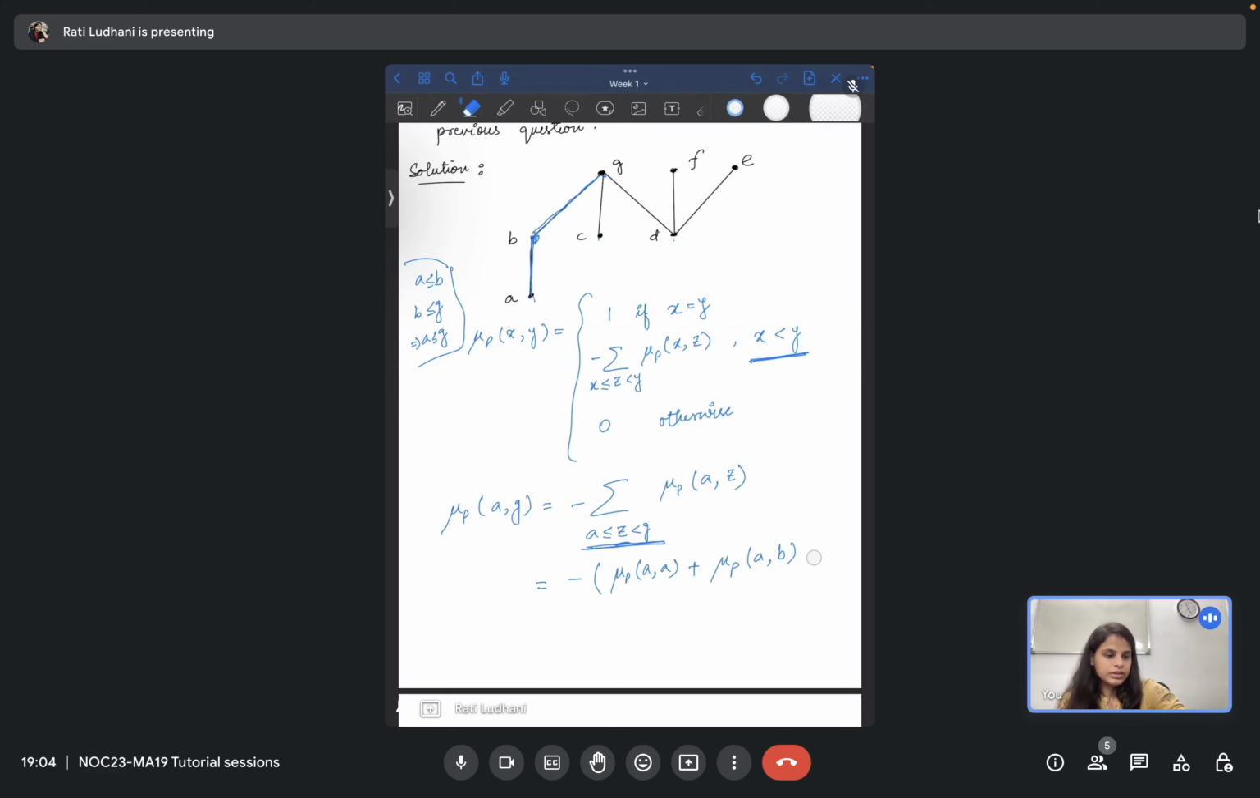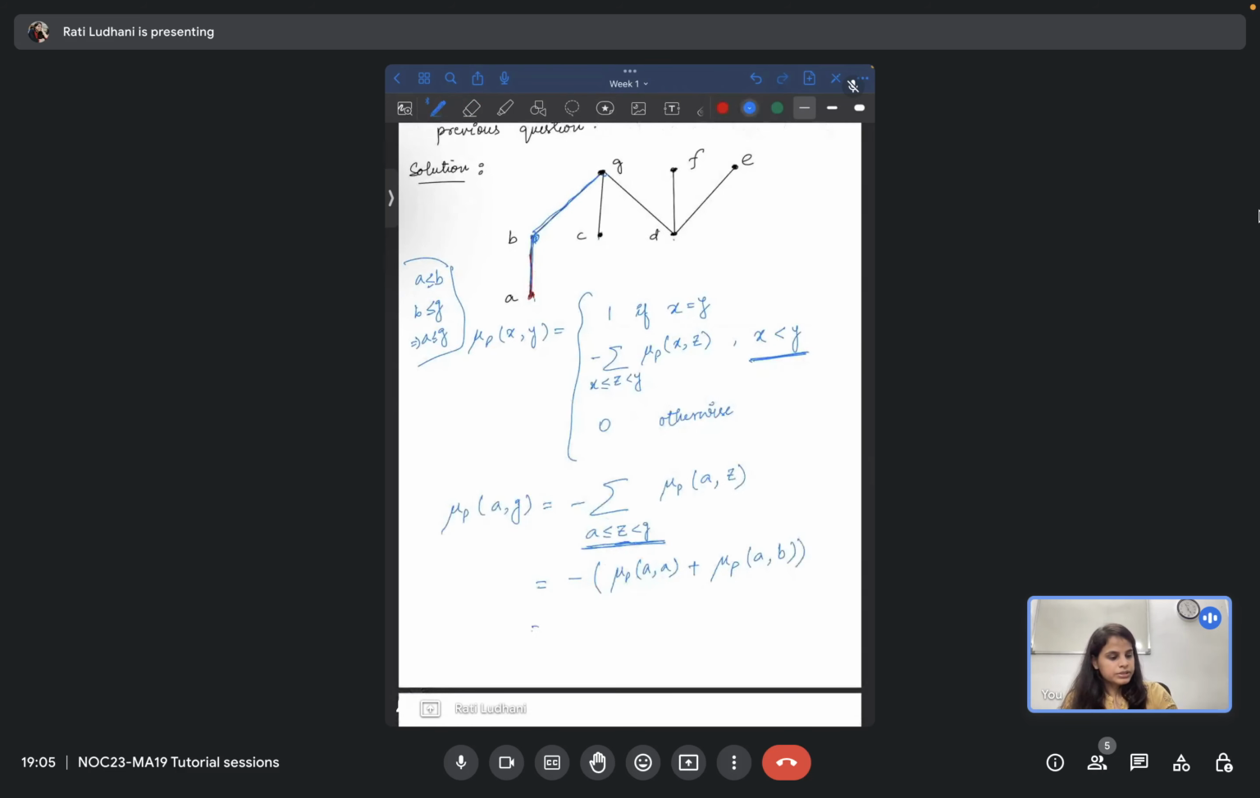And can you take anything else? Anyway, it's closed. But if, for example, this is not here, but let's say a is related to c also, then you will put mu P of a comma c. So you have to consider all the edges. So here a b and a c, if that is an edge, but this is not here, so I'll just remove it. Okay, right.